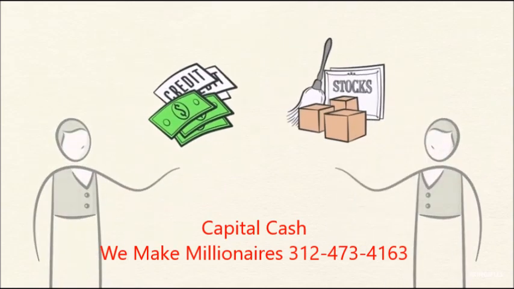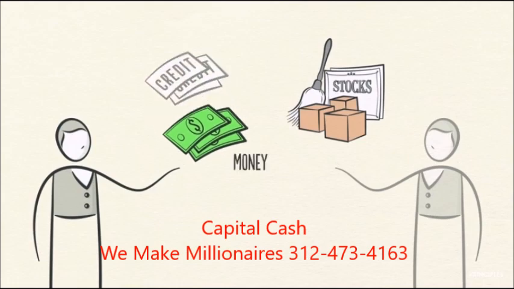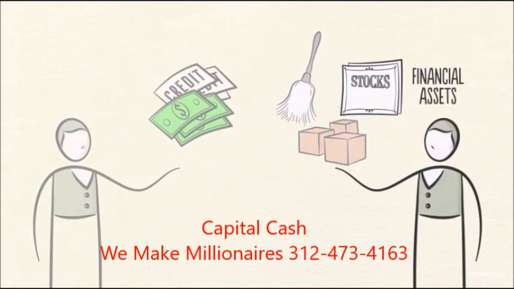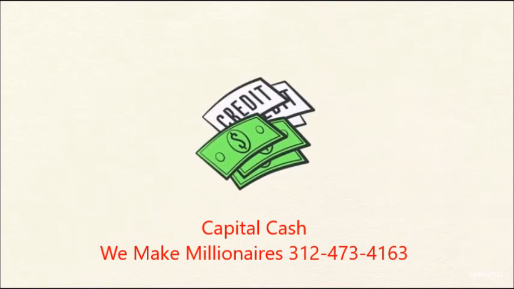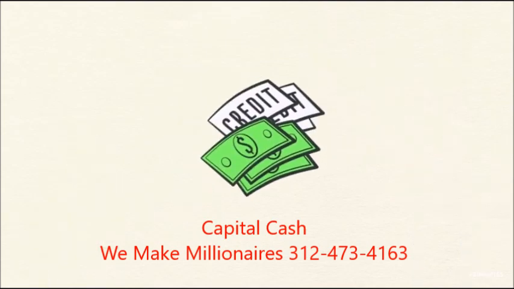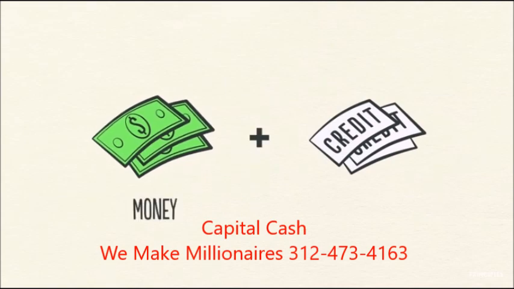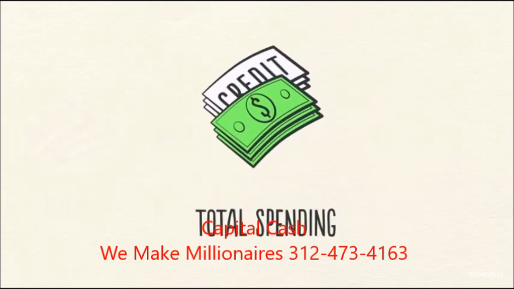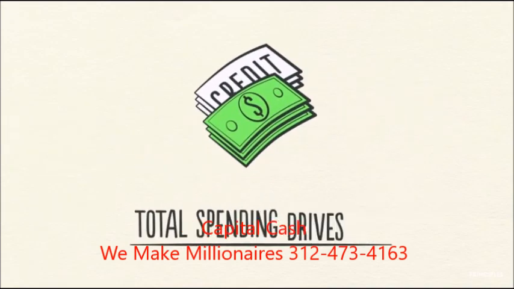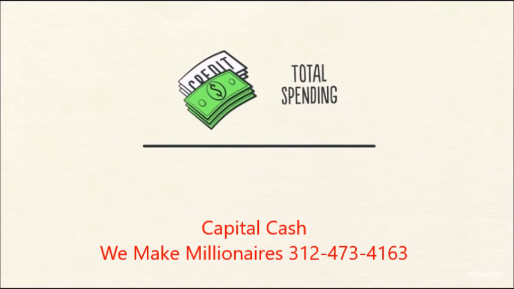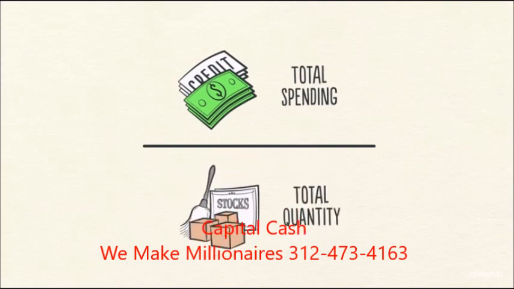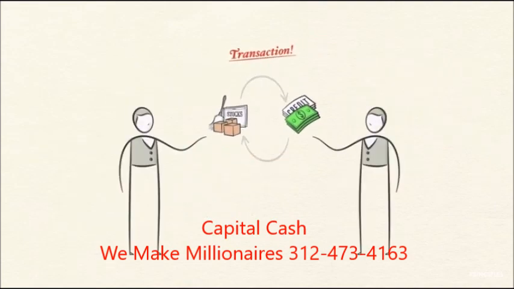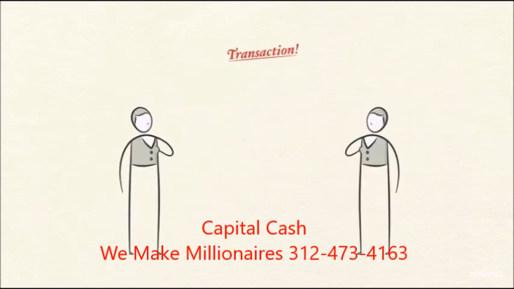Each transaction consists of a buyer exchanging money or credit with a seller for goods, services, or financial assets. Credit spends just like money, so adding together the money spent and the amount of credit spent, you can know the total spending. The total amount of spending drives the economy. If you divide the amount spent by the quantity sold, you get the price. And that's it. That's a transaction. It's the building block of the economic machine.